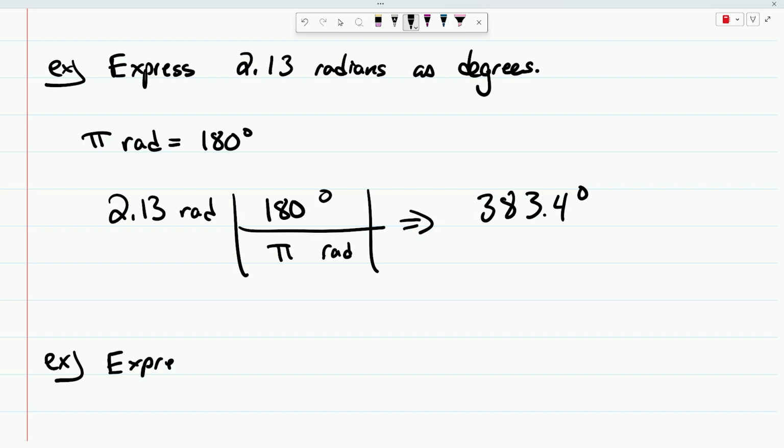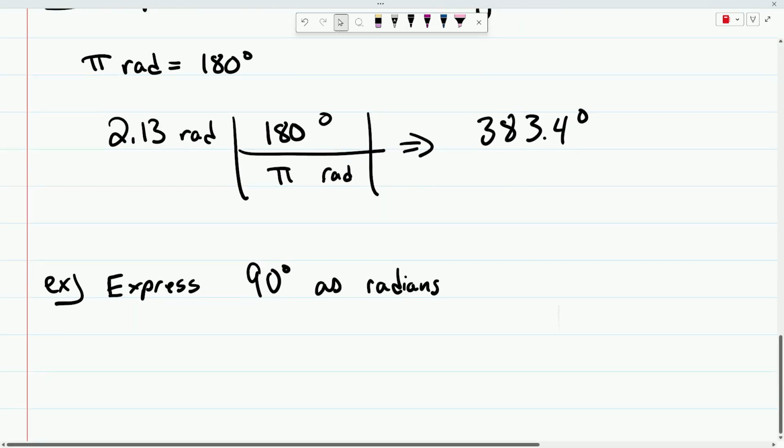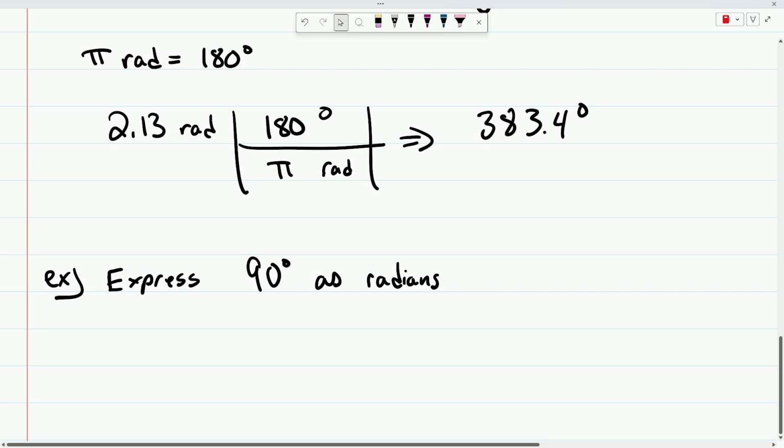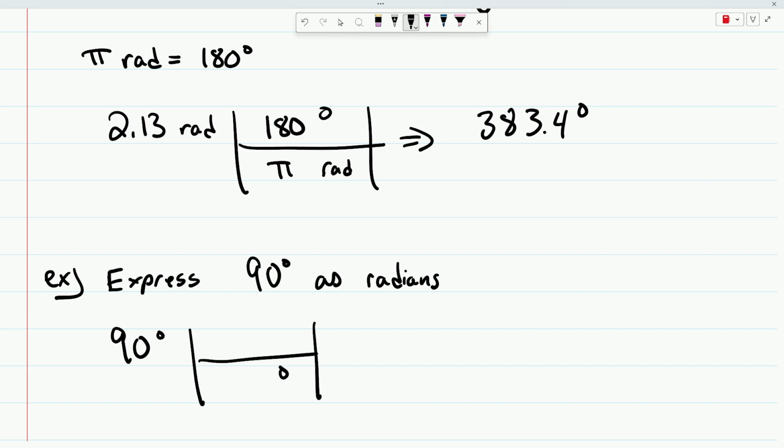Let's express 90 degrees as radians. All right, well, remember, you always start with what you're given. 90 degrees. We're going to multiply this by degrees goes in the bottom, radians goes up top. So we know there are pi radians in 180 degrees. And when you multiply this out, you're going to get 90 initially.